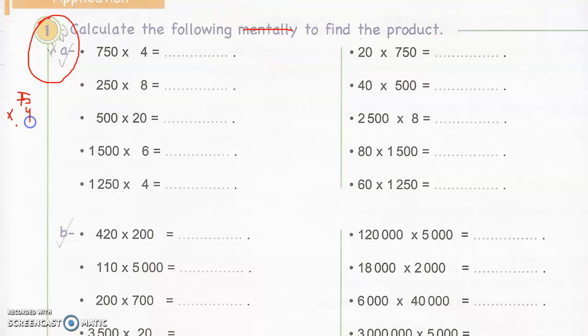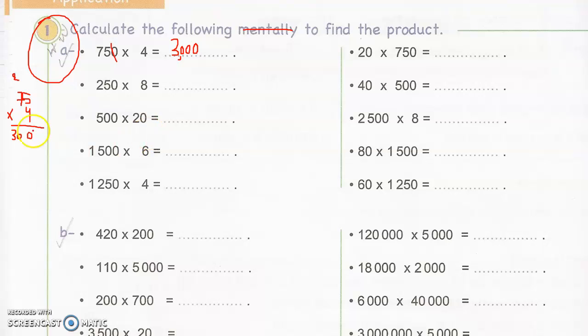75 times 4. 4 times 5, 20, so 0 down and 2 up. 4 times 7, 28, plus 2, it's 30. So the answer is 300. Then don't forget, how many zeros do we have here at the end? We have 1 zero, we'll place it where? At the end. So the answer will be 3,000.